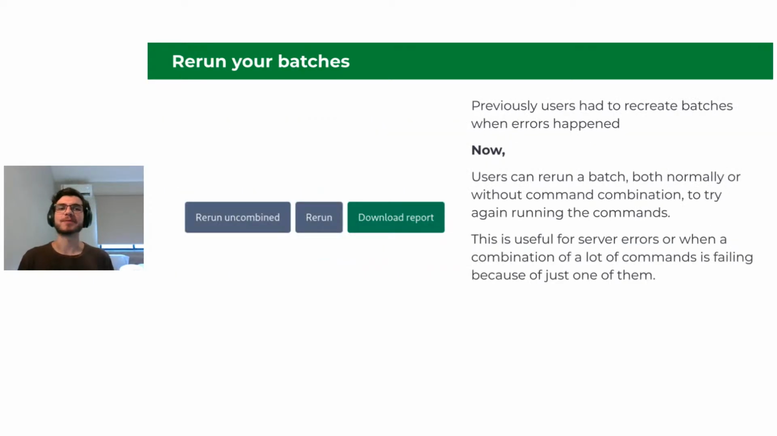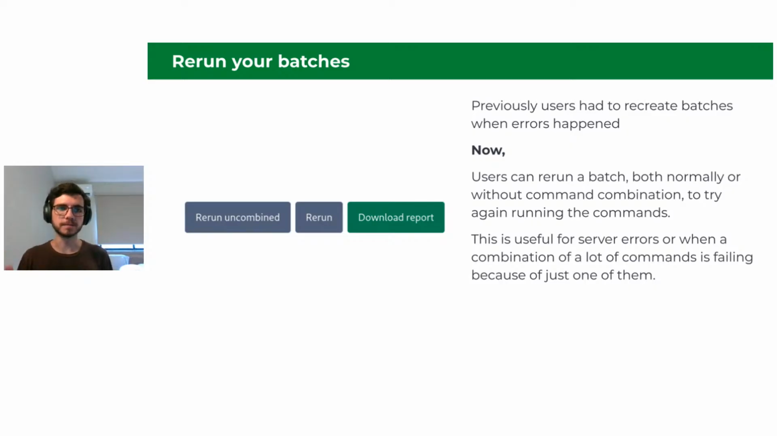And another thing that we have now is rerunning your batches. Previously, users had to recreate batches when errors happened. For example, that 429 that I was talking about, now it's handled automatically. But let's assume that maybe the Wikidata server is down for a few minutes and your commands give an error and you want to run the same command again.